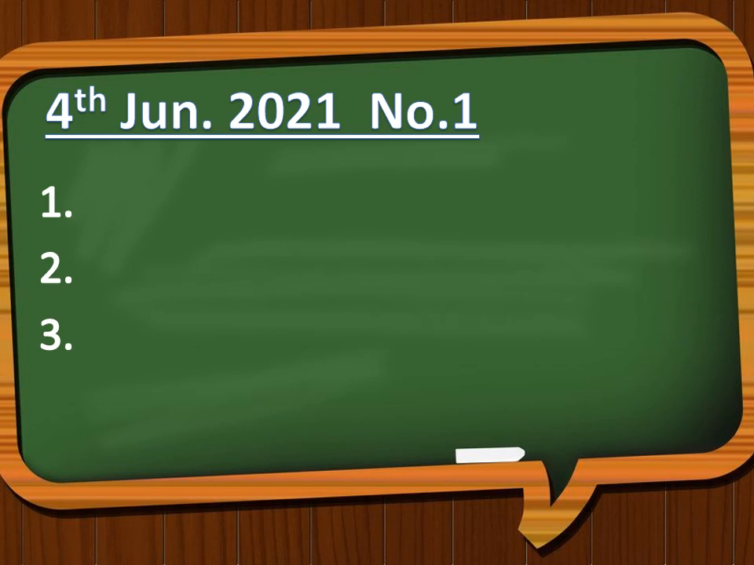Let's start. Number 1. String. How do you spell string? Please write S-T-R-I-N-G. Again, it's S-T-R-I-N-G. String. Now let's have number 2.